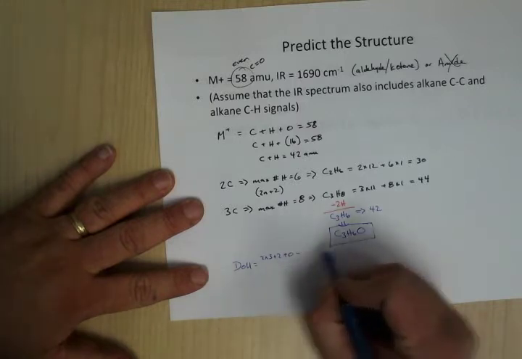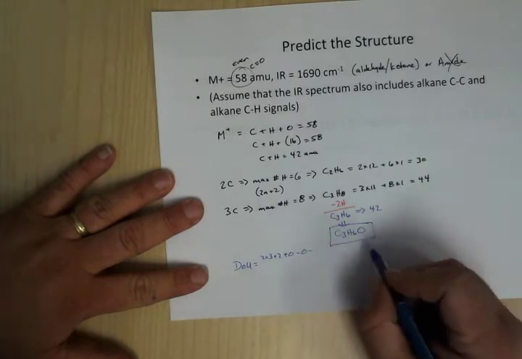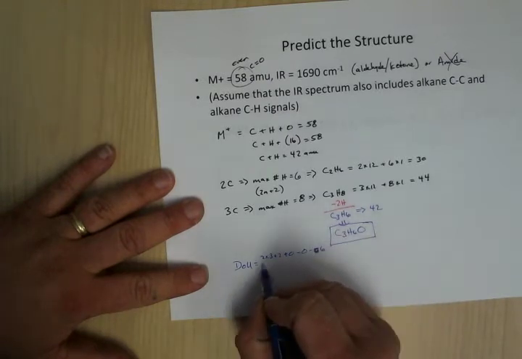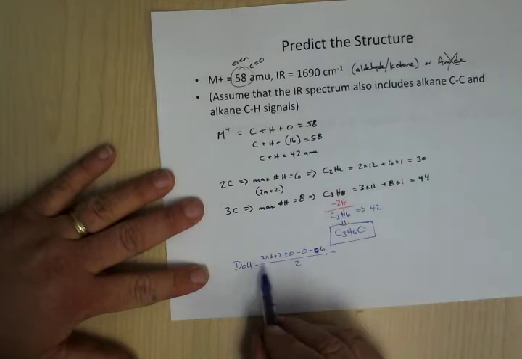We don't have any nitrogens, minus the number of halides, no halides, minus the number of hydrogens, right? I'm going to get 6, all that divided by 2. So like that, 6.